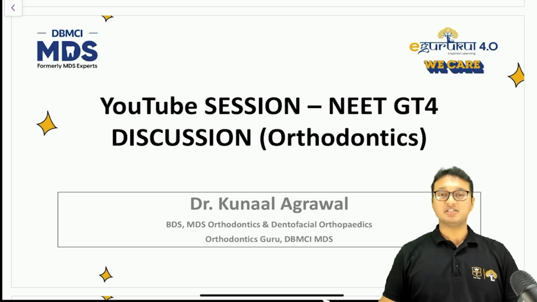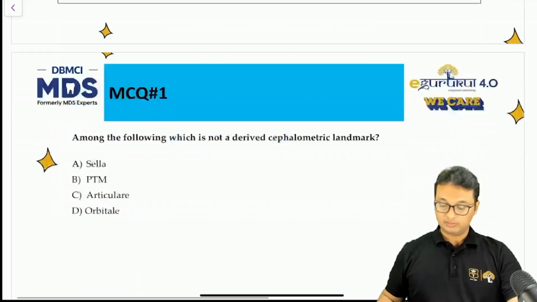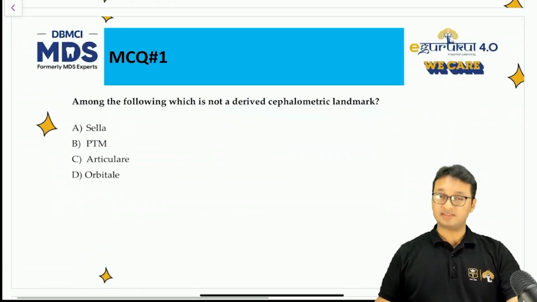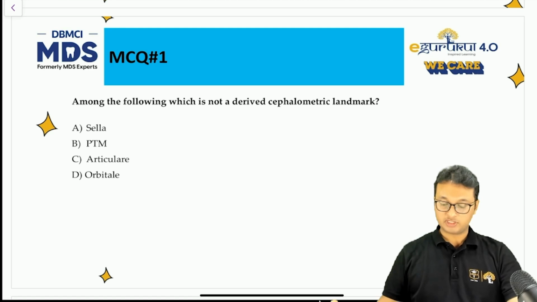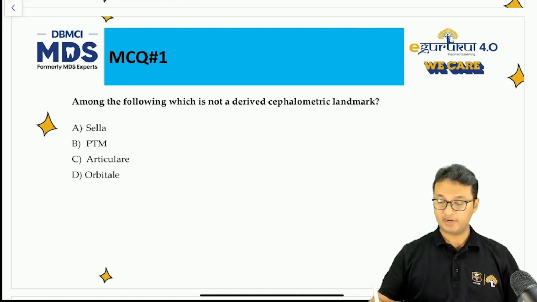So, in this session, we'll be discussing the questions which have been asked in NEET GT4 examination, right? So, without much ado, let's start with the first question. So, the question was, among the following, which is not a derived cephalometric landmark?